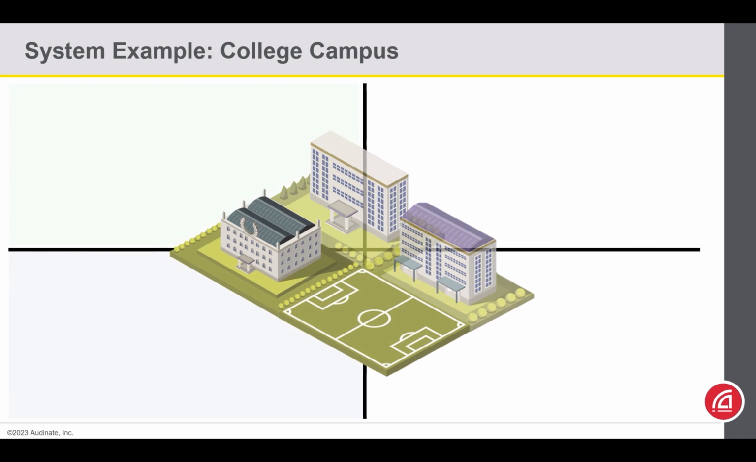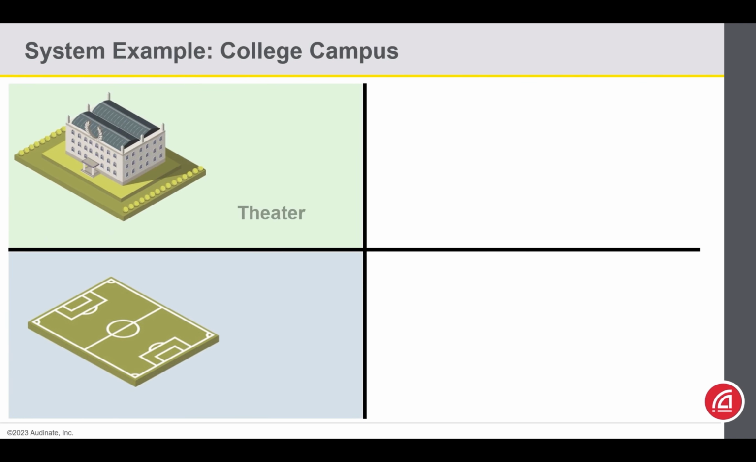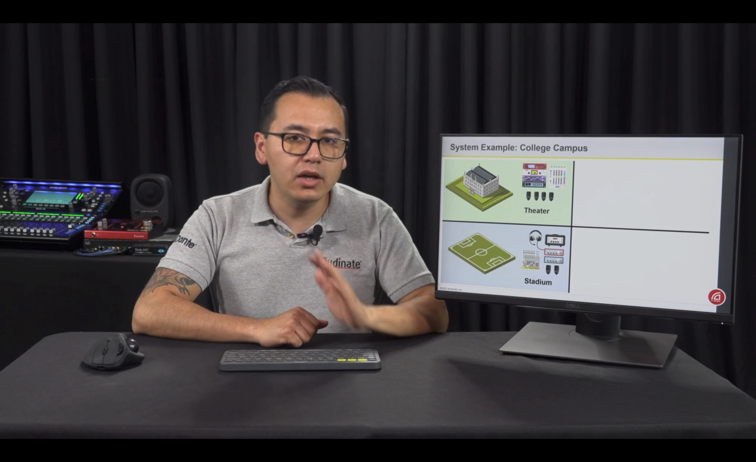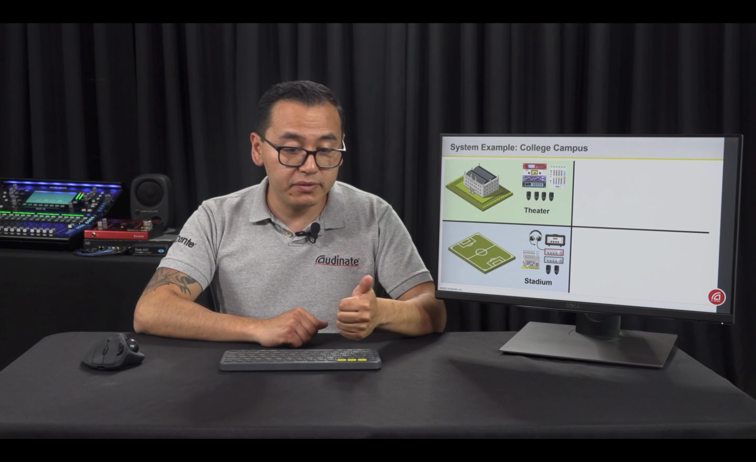Here, there is a lot more flexibility for setting up domains. You may decide to put all of the devices in the stadium in a single domain, and you can do the same for the theater. Or you can take a different approach. For example, let's assume the stadium has a lot of Dante devices like amplifiers and PoE speakers for the public address system. We could be looking at hundreds of devices. Now, if all these devices were in a single domain, Dante controller would be very busy.